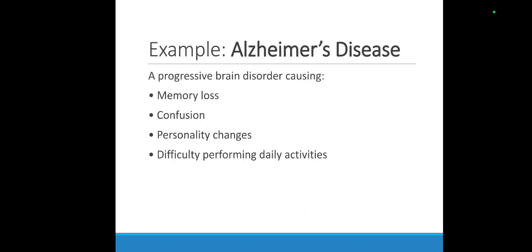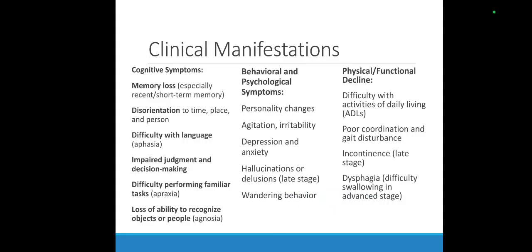So the number one example or type of cognitive disorder that is very known in psychiatric nursing is your Alzheimer's disease. Now, Alzheimer's disease is different from dementia. Dementia is usually due to old age. However, Alzheimer's can be experienced starting from 30 years old down to the elder people. So as early as 30 years old can experience Alzheimer's disease. So it is a progressive brain disorder causing memory loss, confusion, personality changes, and difficulty performing daily activities.